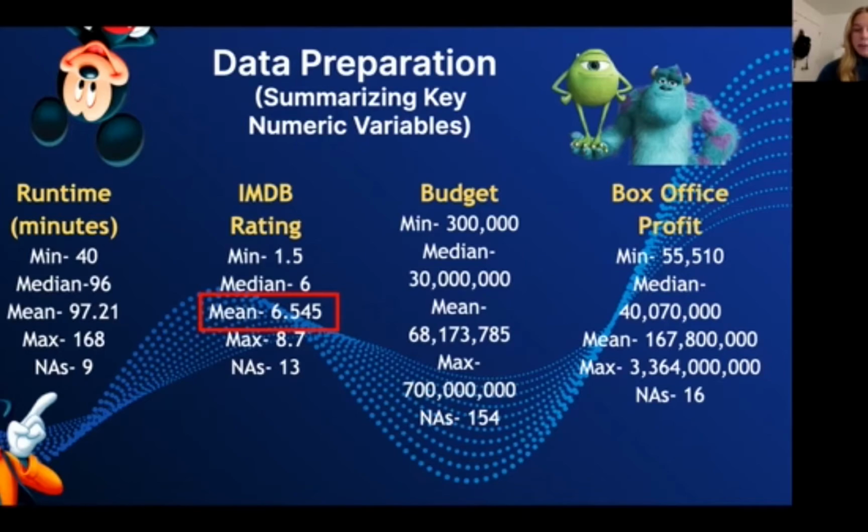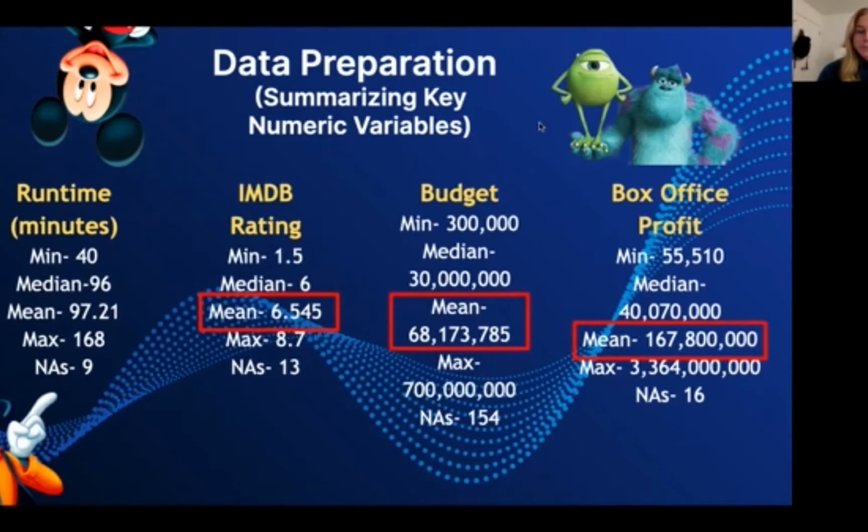So the average IMDb rating, according to imdb.com, of all movies is a 7, meaning the mean Disney movie score is slightly lower than the general population of movies. Another interesting point is that the mean budget is about 68 million and the mean box office profit is roughly 168 million. So these numbers indicate that in general, most movies are generating a larger profit than they are spending to produce the films.